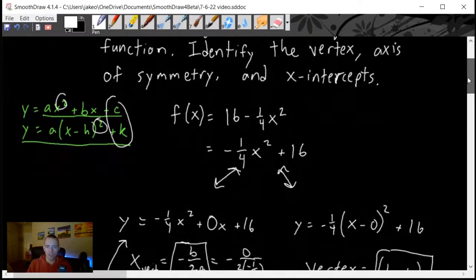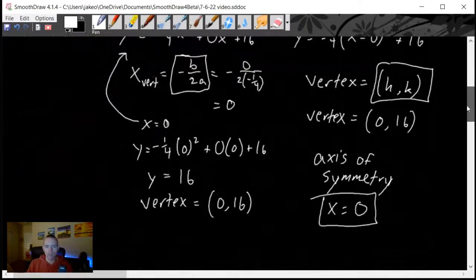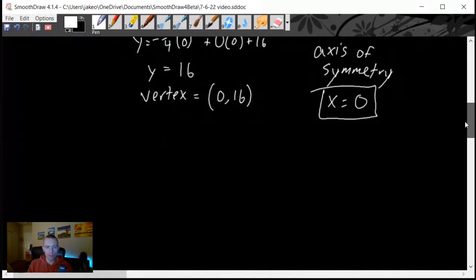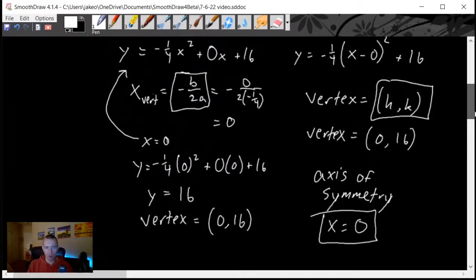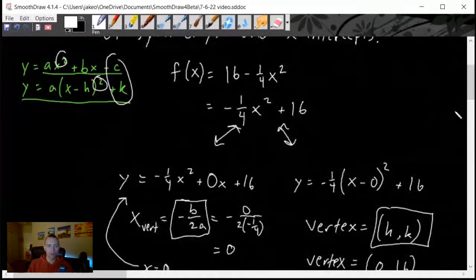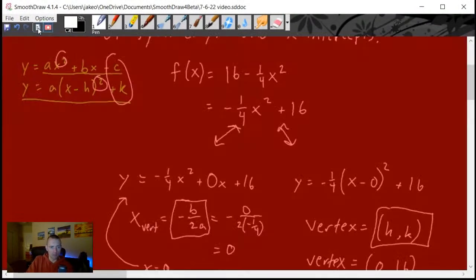Okay, so now we need to find the x-intercepts. So to find the x-intercepts, all that really means is where your y value is 0. So to figure that out, all you really have to do is set your equation equal to 0. You can use any of these three kind of versions.